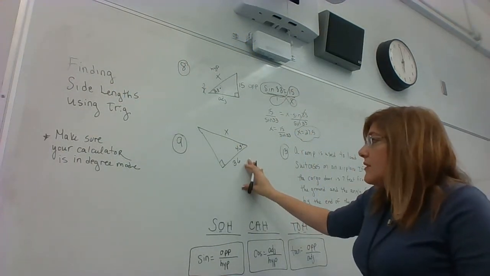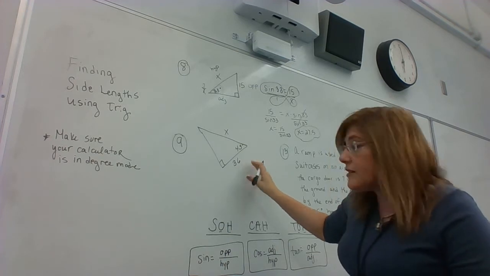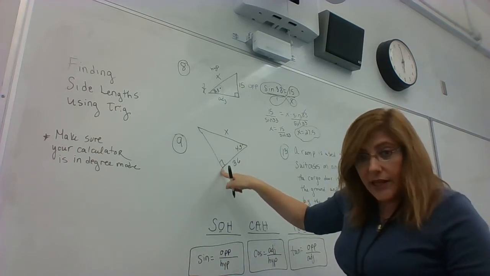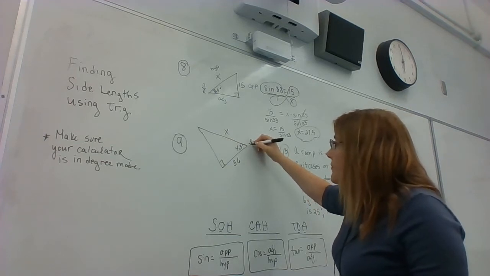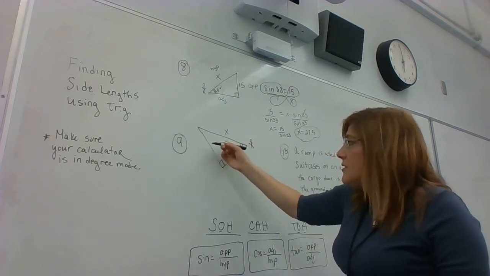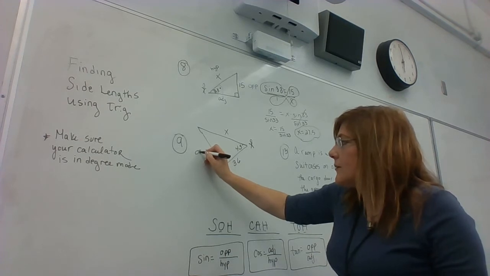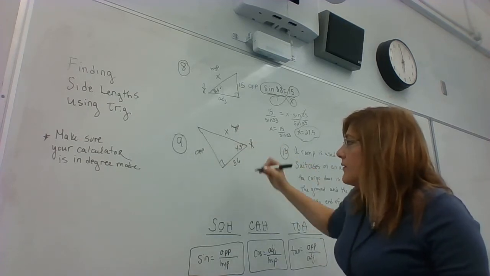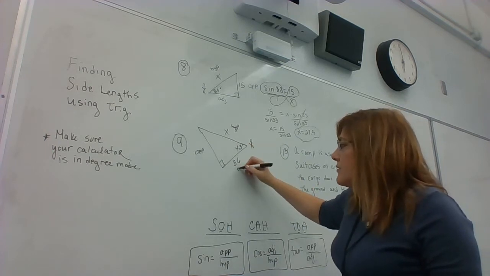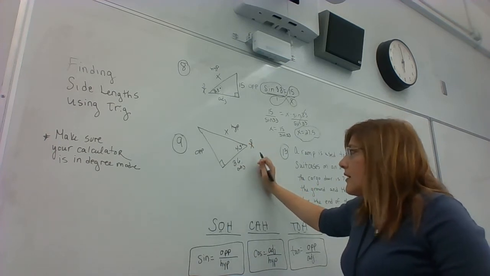Let's look at this one. Remember where to put your person. He does not go with the 90-degree angle. He does not go with the blank angle. He goes right here. He's looking opposite at his opposite side. The hypotenuse is always across from the 90-degree angle. And the adjacent side is right next to him on the remaining side.